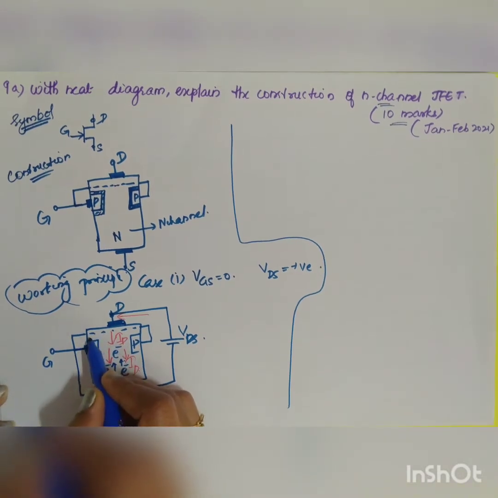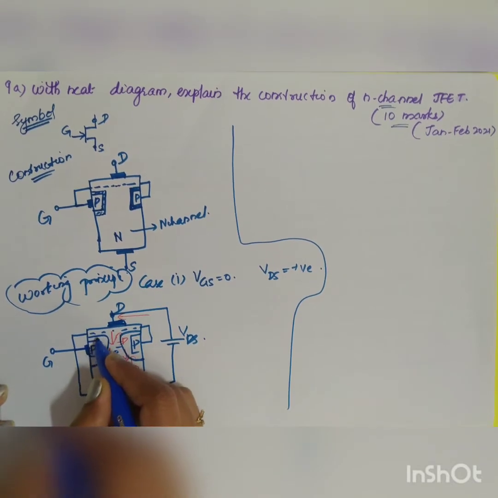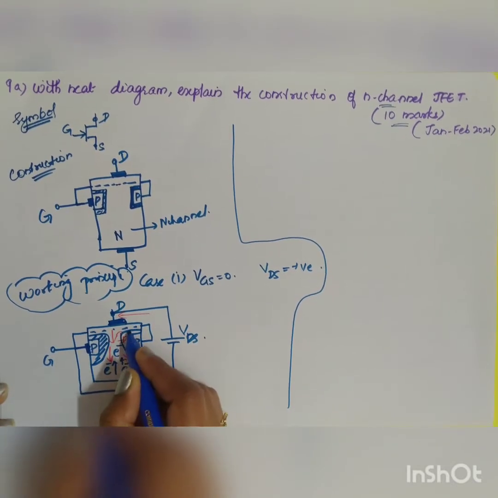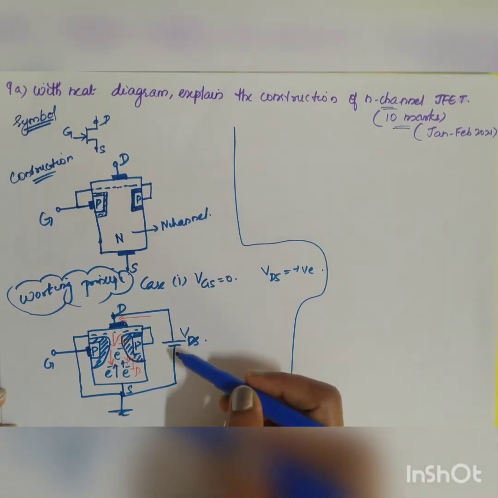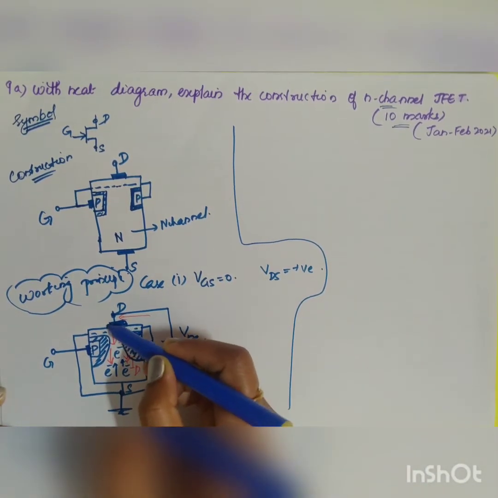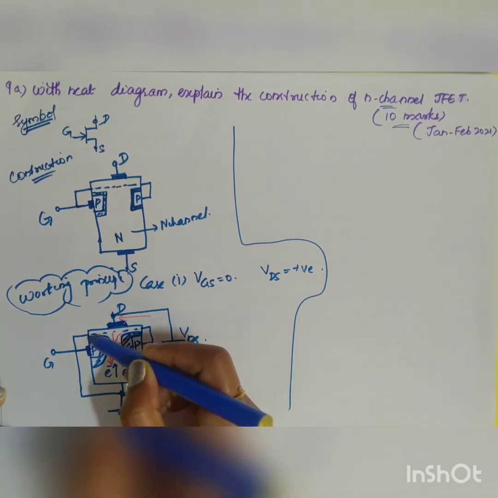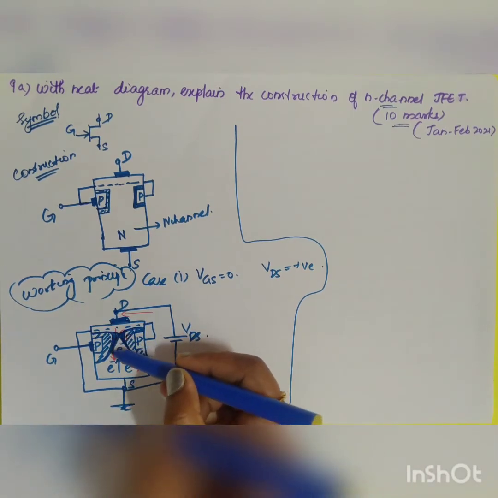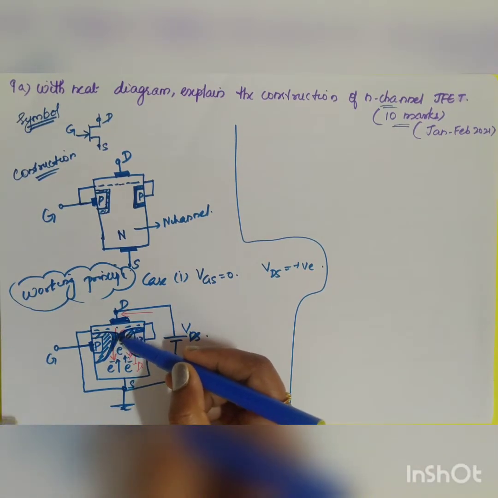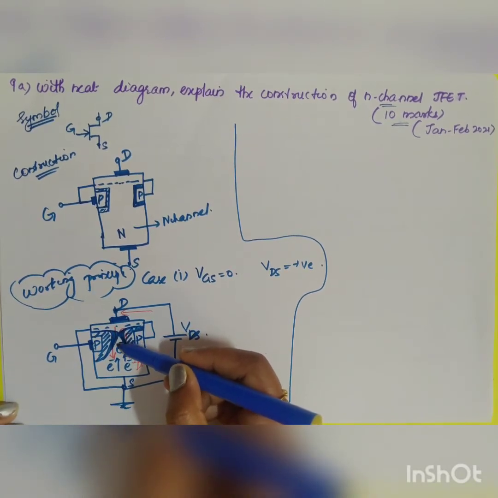Now the depletion layer width will increase. This is the normal working principle, right? Since it is N and P, the depletion layer width starts to increase. As VDS increases, the depletion layer width increases and the layers touch each other at some instant of time. What will happen now? The current will be saturated.